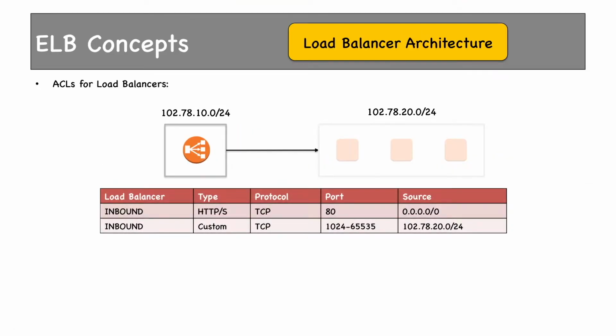These are the inbound rules for the load balancer public subnet. We have HTTP or HTTPS requests coming from the internet on port 80 because that's where we're running our Apache. And the second rule is for the response coming in from the private subnet.